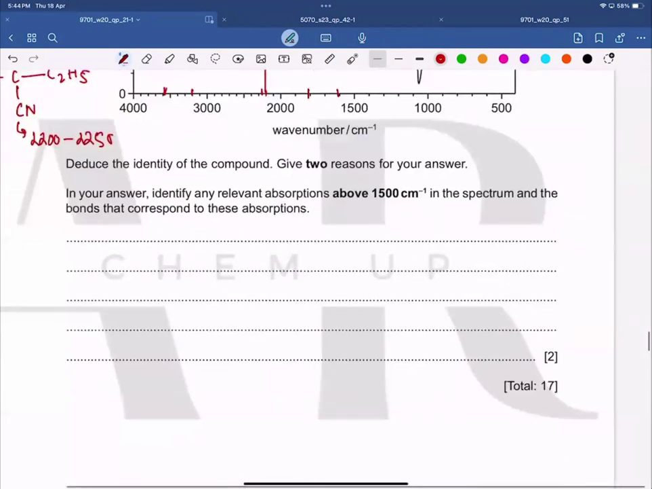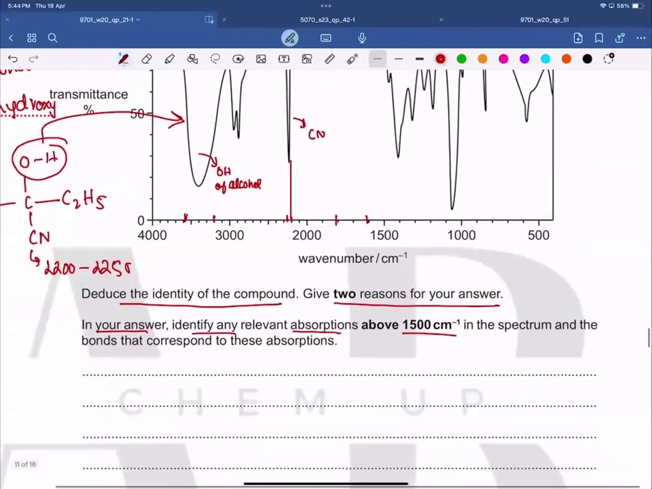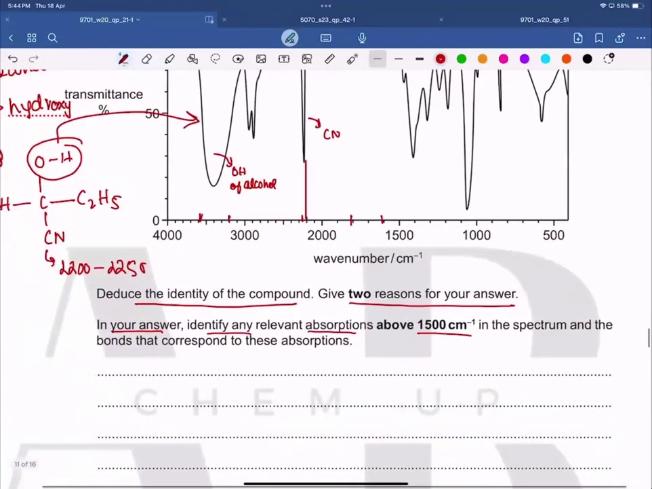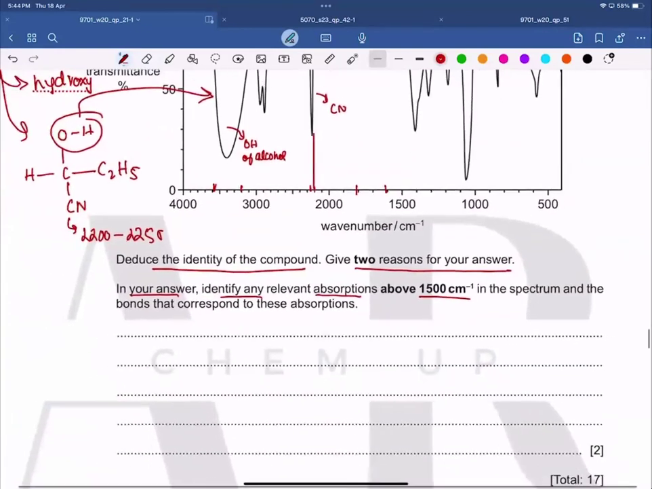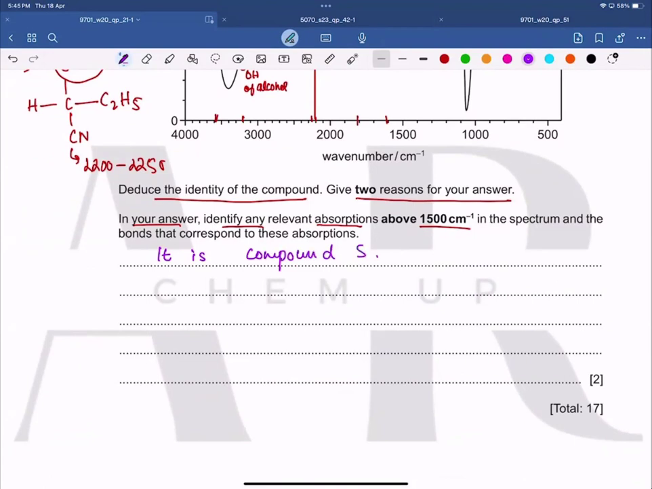Now, deduce the identity of the compound, give two reasons for your answer. In your answer, identify any relevant absorptions above 1500 centimeters inverse. So we have already identified two absorptions above 1500 centimeter inverse, right? So it is compound S that we have identified, and now we have to justify it.